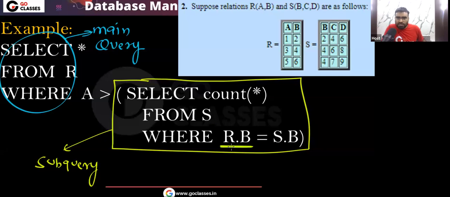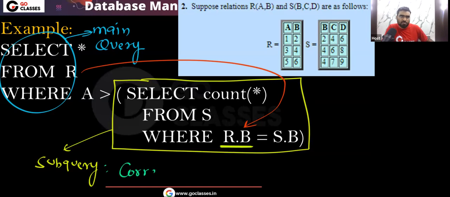Yes. Look at this R.B. Yes or no? This is depending on the outer query. You can see this R.B. So there is correlation. Now you can see this subquery is correlated. This is a correlated subquery.